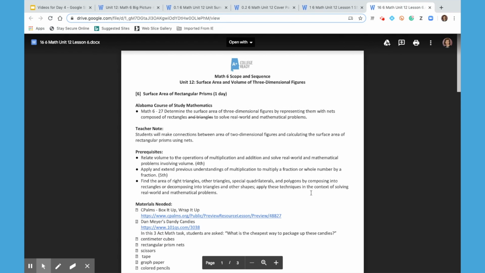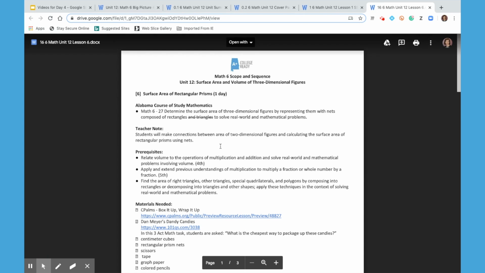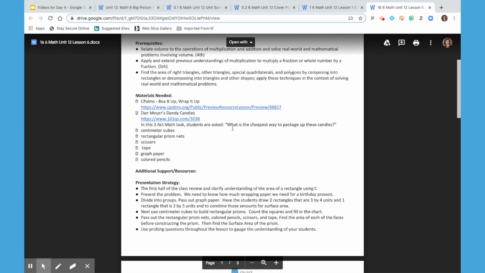And the last part is the scope and sequence. We've got the Alabama course of study. It's going to be accomplishing everything, however, just not about triangles quite yet. We'll get that in another lesson coming up.